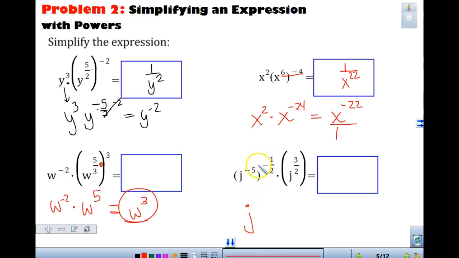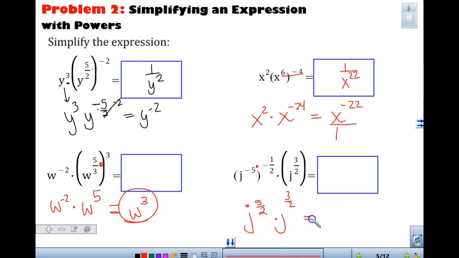So I'm going to take -5 times -1/2. So I'm going to leave it as 5/2, right? Positive 5/2. Next, this had nothing outside the parentheses, so it's like a 1. It's just showing multiplication. J to the 3/2.